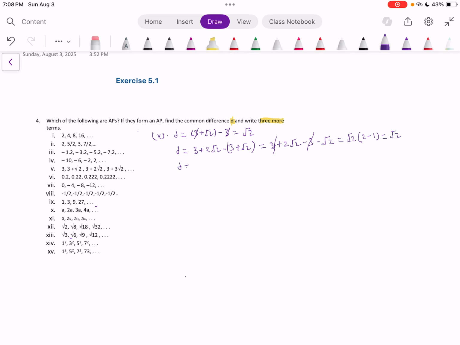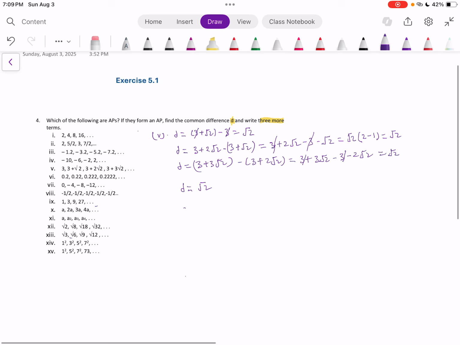Then again, 3 plus 3 times square root of 2 minus 3 plus 2 times square root of 2. So this is going to be 3 plus 3 times square root of 2 minus 3 minus 2 times square root of 2. 3 times square root of 2 minus 2 times square root of 2 is going to be square root of 2. So in this AP, the common difference is square root of 2.